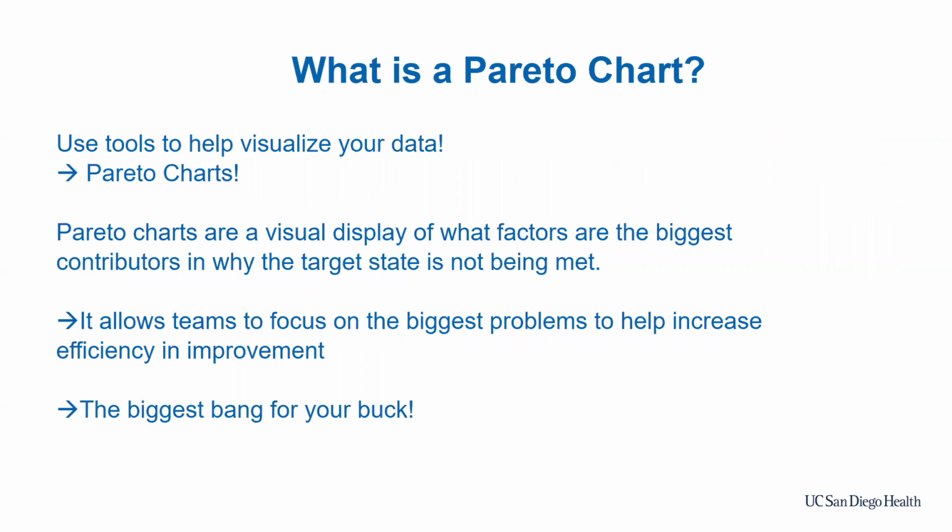So how do you do gap analysis? Well, there's various tools you can use, but specifically we will be focusing on a Pareto chart. A Pareto chart is a good way to visualize your data. It's a visual display of what factors are being the biggest contributors to why the target state is not being met. It allows teams to focus on the biggest problems to help increase efficiency and improvement. It gives you the biggest bang for your buck. It helps you see where to allocate your resources because it will stick out the biggest contributors to why your issues are occurring.